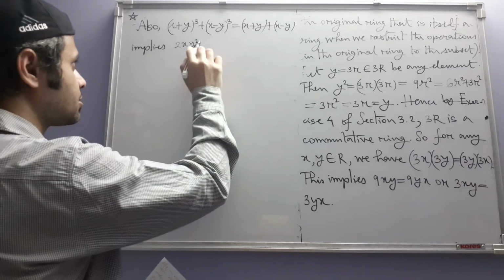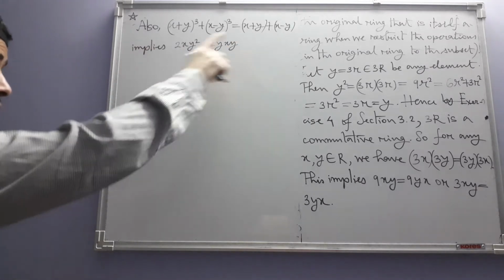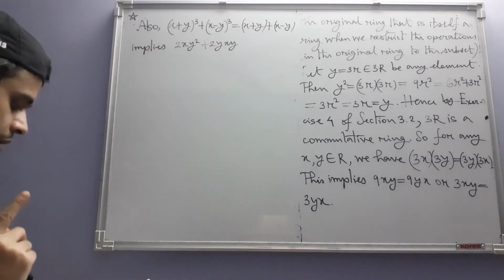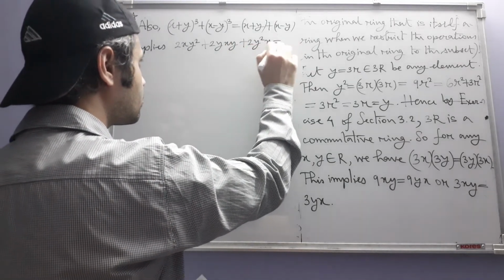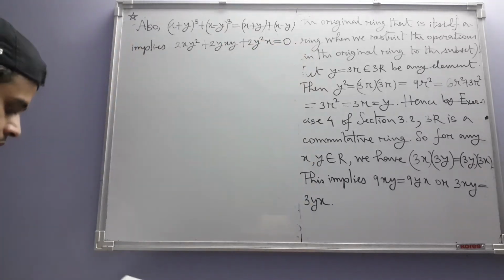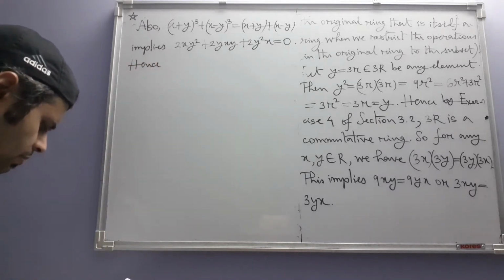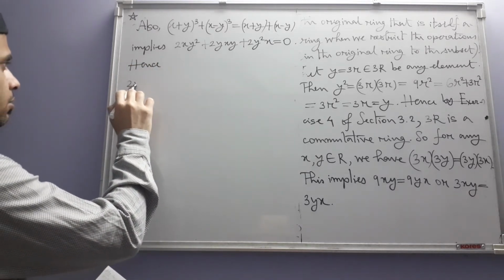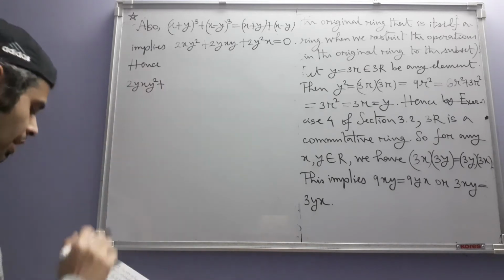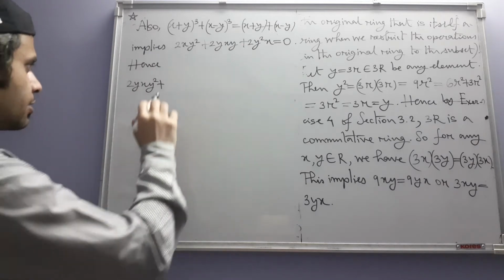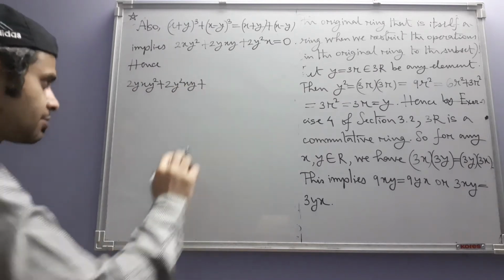2xy square plus 2yxy. Please do these calculations and see that you actually get this, plus 2y square x is equal to 0. Hence, 2y xy square plus 2y square xy plus 2yx.